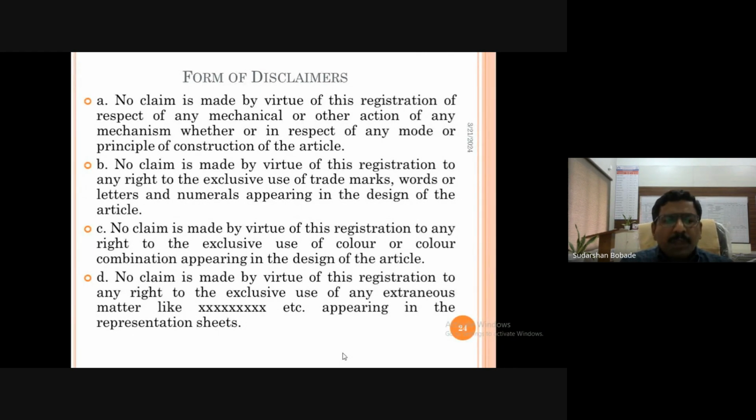And the last one: no claim is made by virtue of the registration to any right to the exclusive use of any extraneous matter, say, the tagline of some industry or something else, the punchlines, that we need to avoid. So this is what we have to take care of while going for the disclaimers.